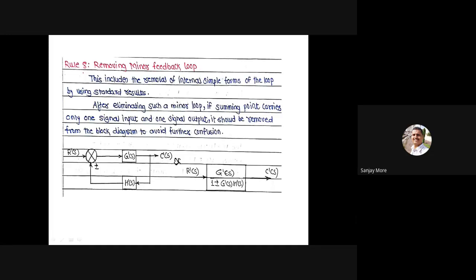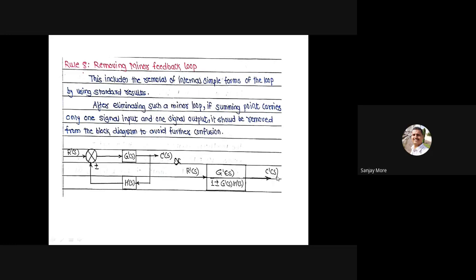So R of S plus minus, G of S, H of S is the feedback, then output C of S. R of S means reference input, C of S means output, and this is the process, this is the feedback process. See the final block diagram: R of S, then G of S divided by 1 plus minus G of S into H of S here, and then C of S is the output.